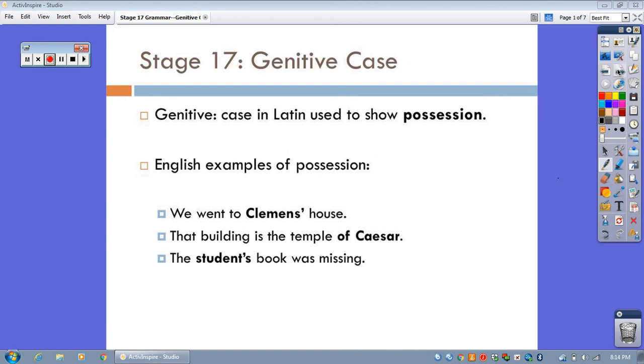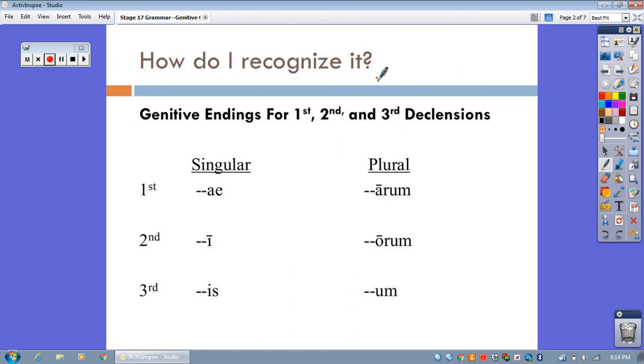Okay, so now that we have defined the genitive case, the case used to show possession, we have to think about how I am going to recognize it in a Latin sentence. So here we are, the genitive endings for the first, second, and third declensions. As elsewhere in the first declension, you've got A's, which will help you out. So you've got AE in the singular and then ARUM in the plural. The second declension, if you'll notice on your noun chart, does have some O's in it, which shows up here in the genitive plural, ORUM. The genitive singular, though, is the long I here, pronounced E. And then third declension, singular, you've got IS and then UM.